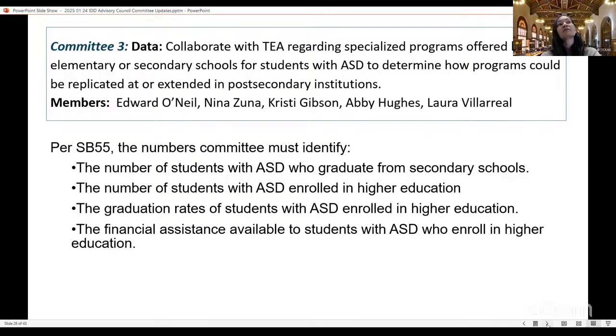So definitely if folks on the call have other suggestions of what we might be missing to include for financial assistance available for students with ASD. I'll pause. Let's see, Sue's hand is up. Maybe she has some good suggestions.